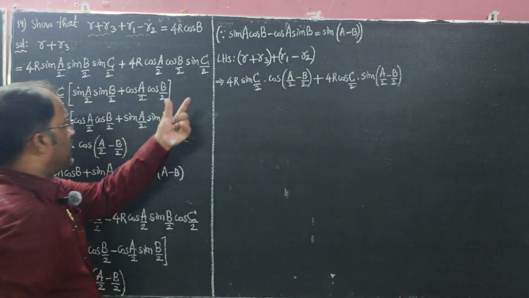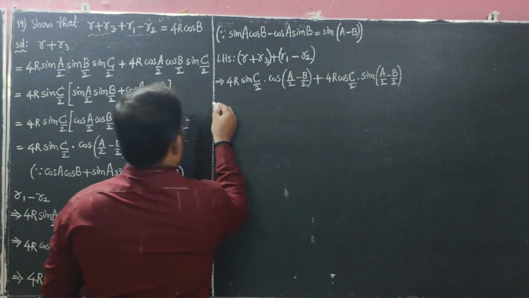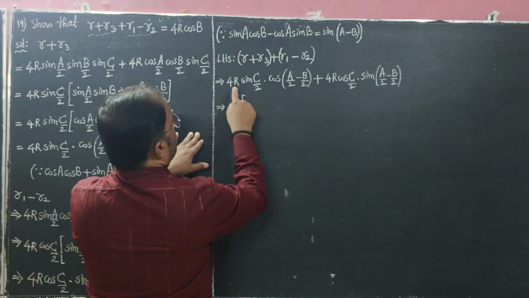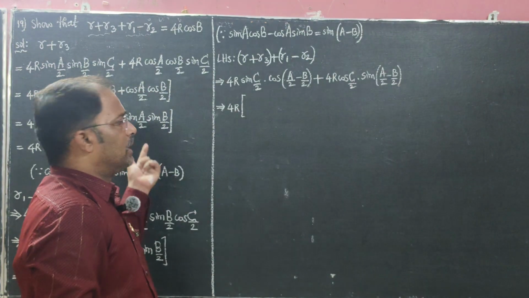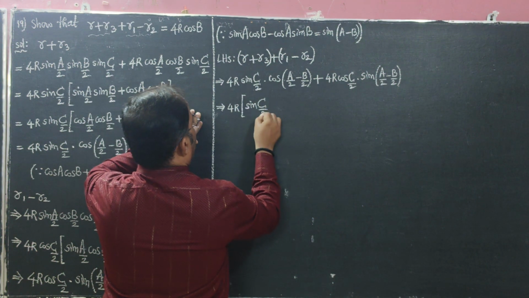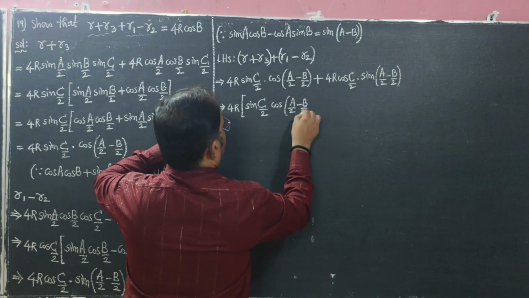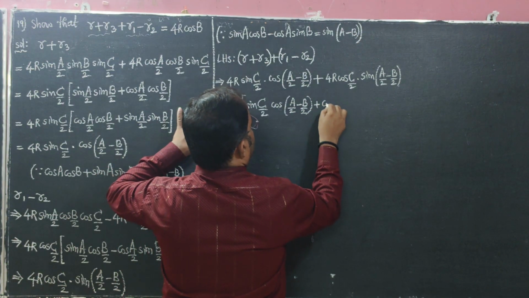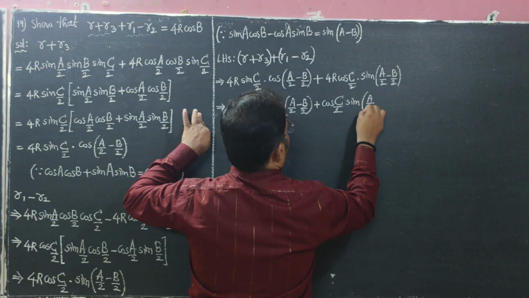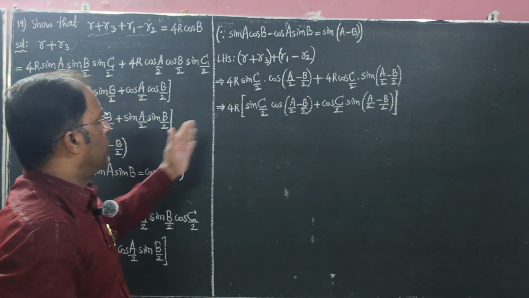Clear? Okay, the r plus r3 substitution is completed, and the r1 minus r2 substitution is completed. Now 4r is the common factor, meaning 4r is common and we write the remaining terms. So, sin c by 2 cos a by 2 minus b by 2, and plus 4r common, cos c by 2 sin a by 2 minus b by 2. Right, 4r common, the remaining terms.